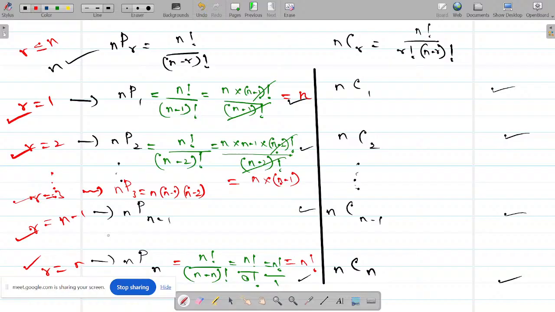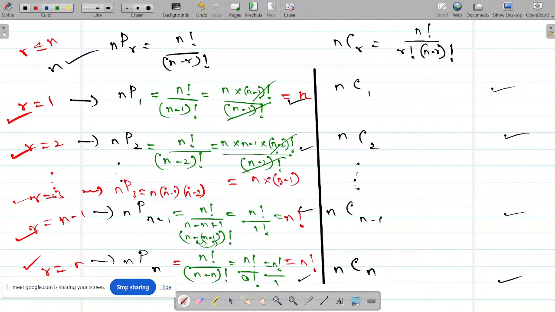Now r is equal to n minus 1. n factorial divided by (n minus (n minus 1)) factorial. Am I right? You have to write it this way. If I remove the inside brackets, this will become minus n and plus 1. Obviously this is n factorial divided by 1 factorial, which is n factorial itself. Did you understand the beauty over here? What happens when r is equal to n minus 1 and r is n?